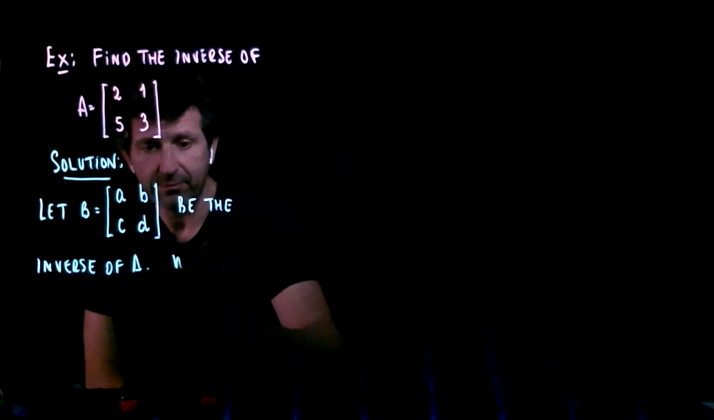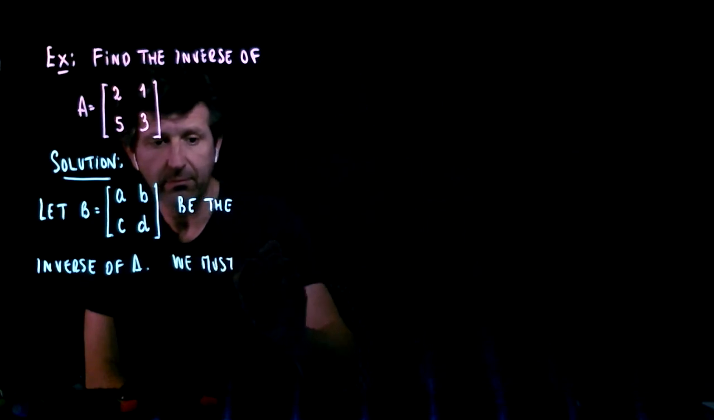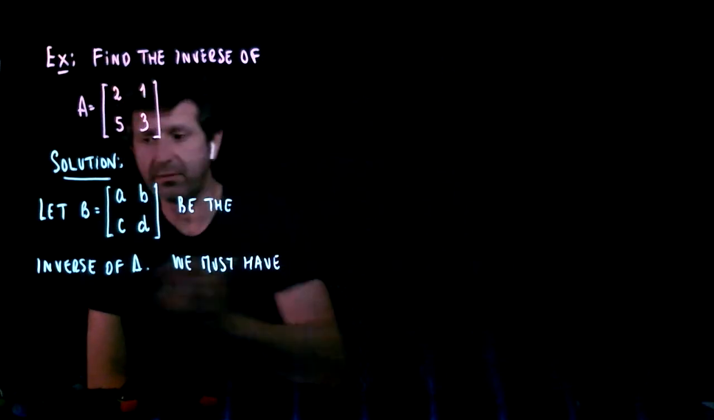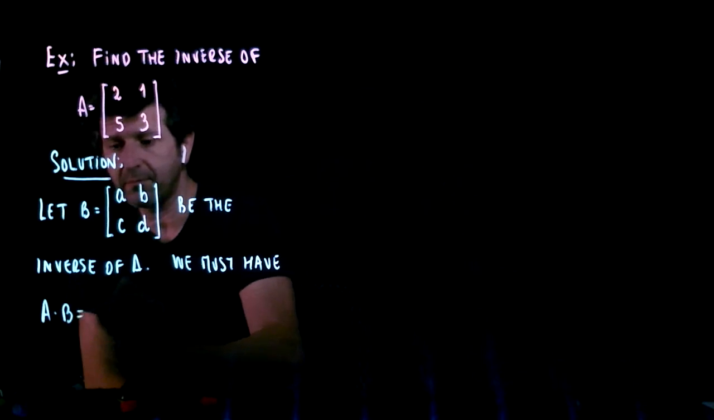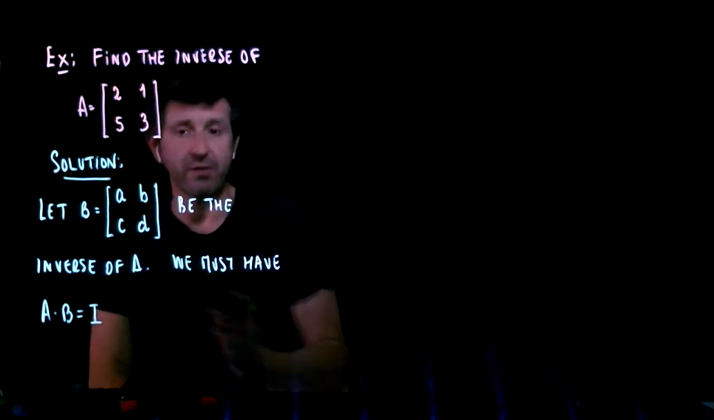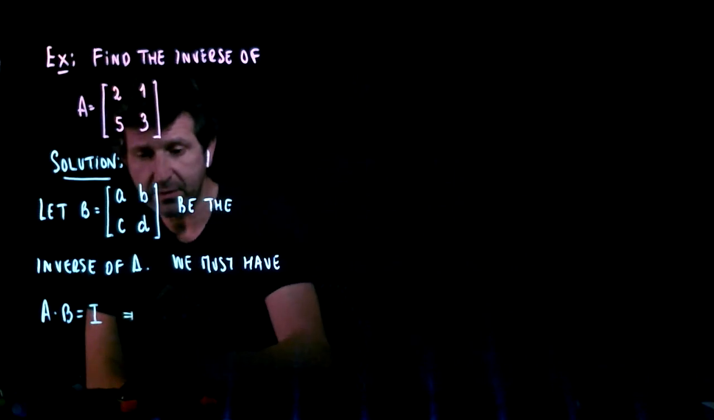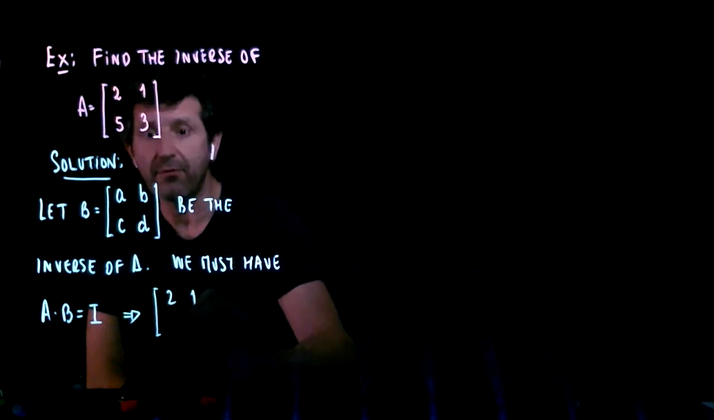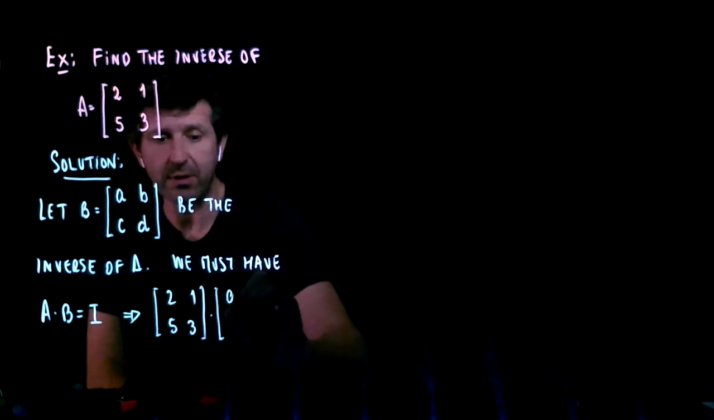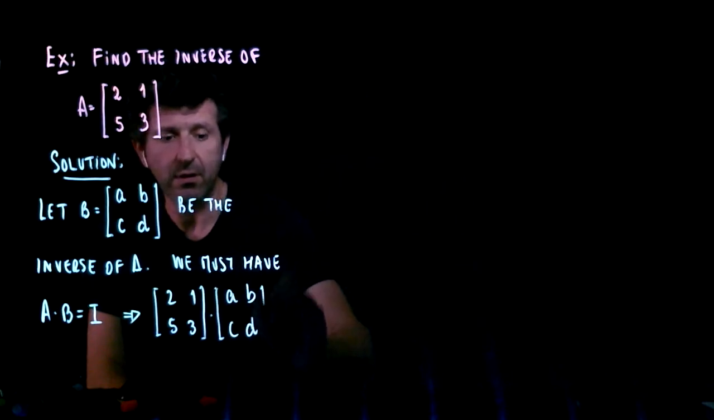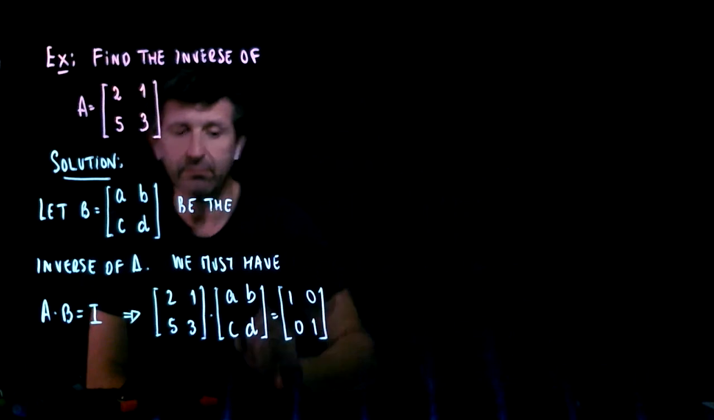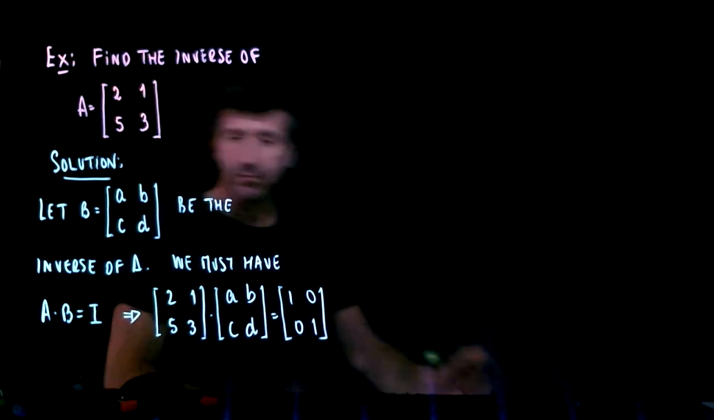So for sure, we must have A times B equals the identity. Okay, so that's what it takes for B to be the inverse of A. This means that A, which is 2, 1, 5, 3, times B, which is a, b, c, d, equals I, which is 1, 0, 0, 1. Okay, so far so good.